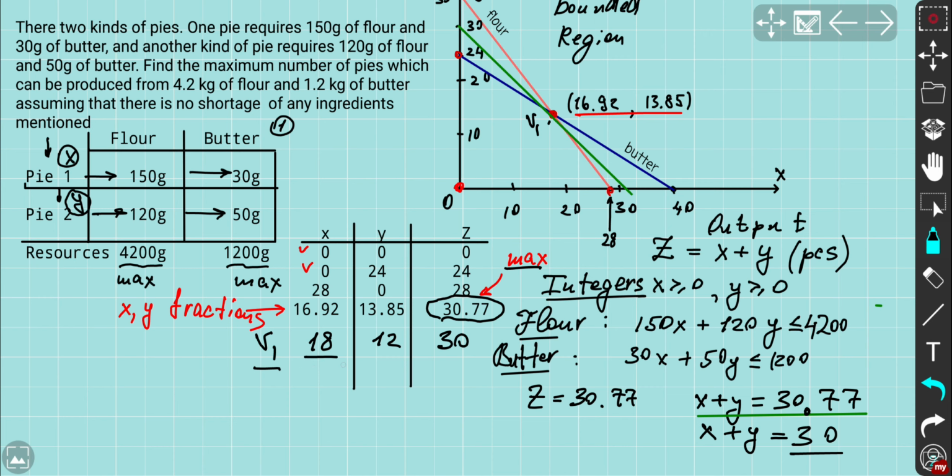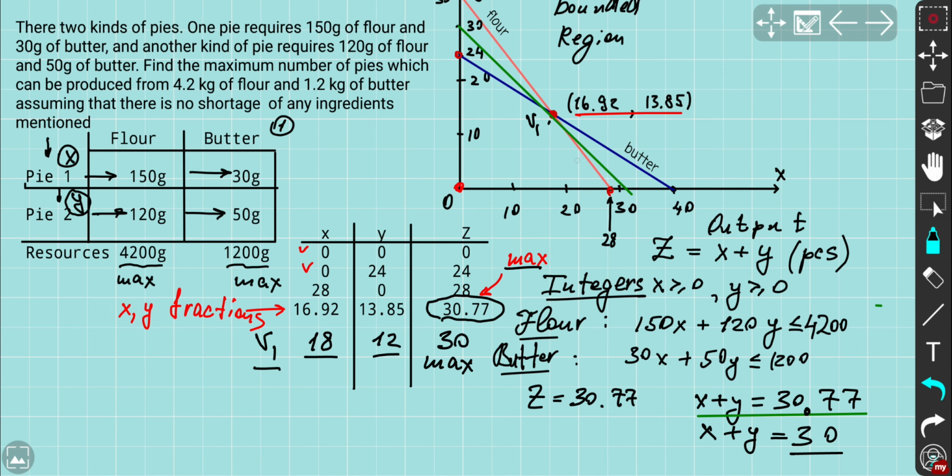The first solution is 8 and 12, and the maximum that works for the z function in this case is going to be 30. So in total, we have 30 pieces of pies. However, we will have one more point with another combination, if it would take 20 and 10. Yes, 20 and 10.